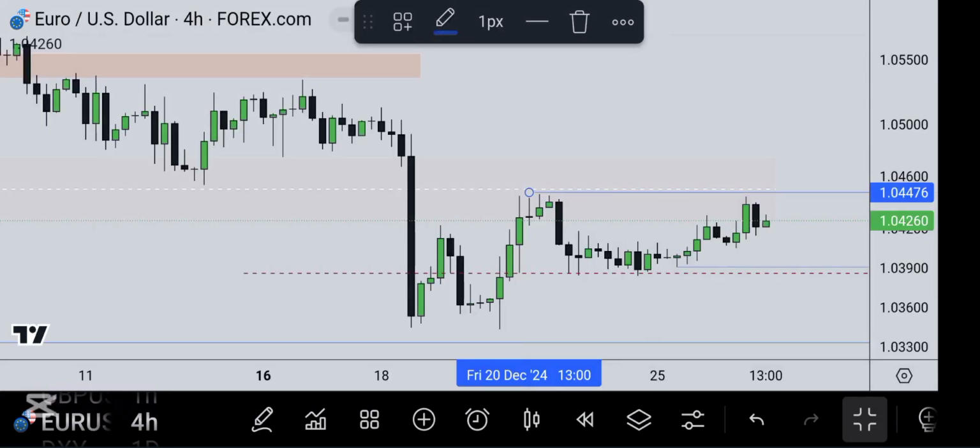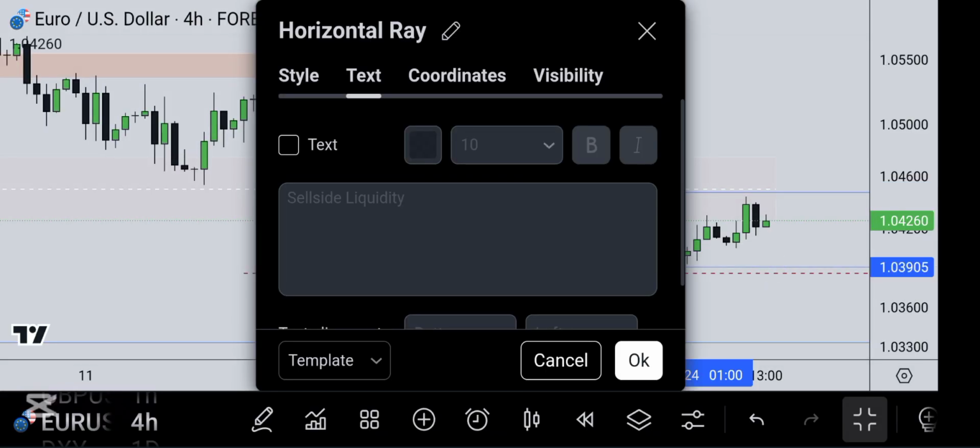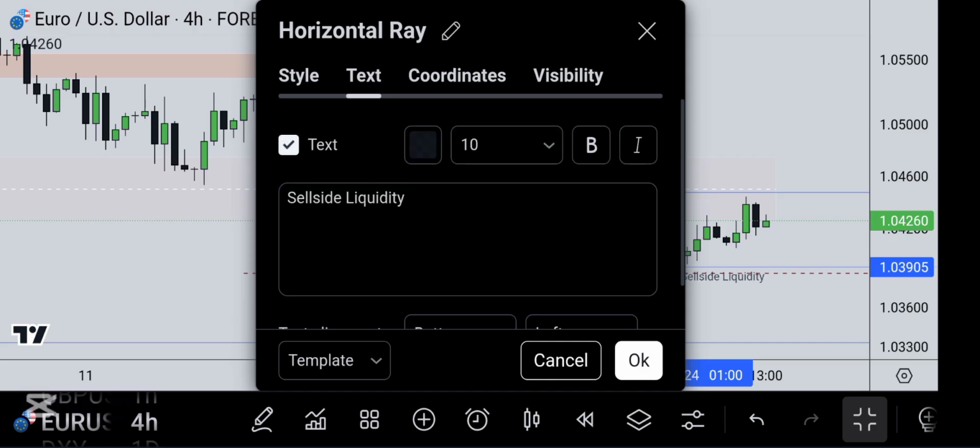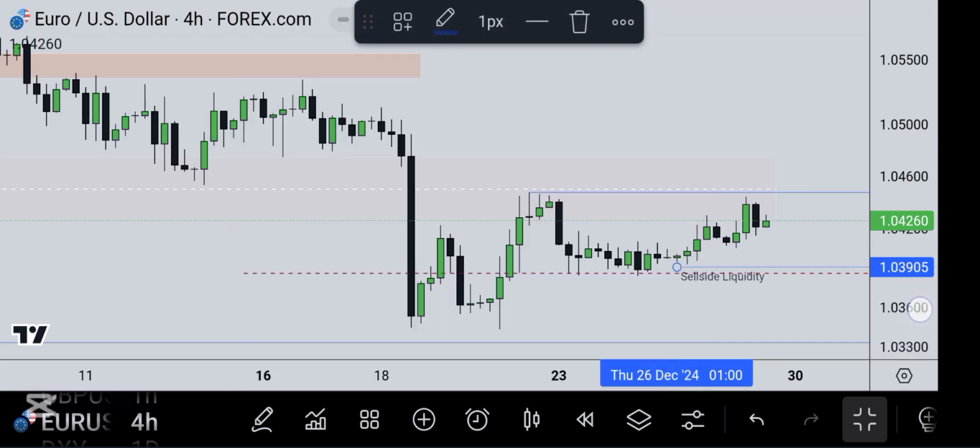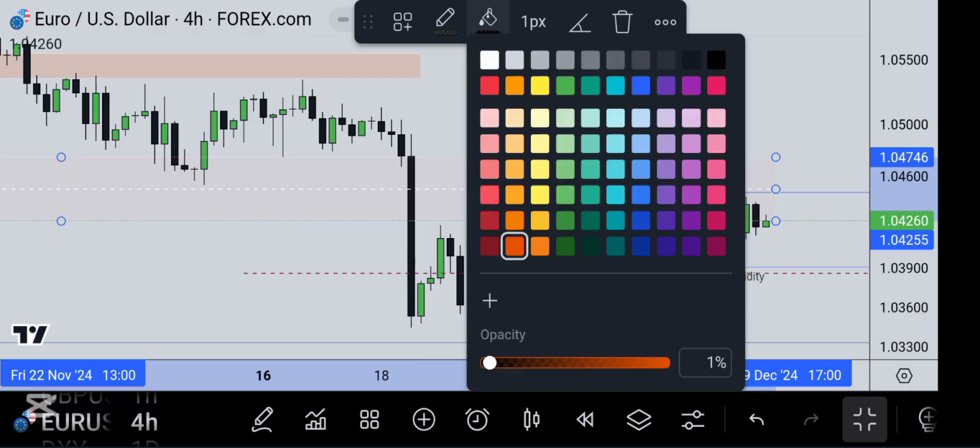Okay, so level one, sell side liquidity, this low. Sure, we have sell side liquidity at this low. 1.03905. Very easy. So once the high gets taken out, you can find whatever setup or model you're looking for to come in here. Someone might be wondering, what's this level? I'm seeing something here. Yes, you can see that.